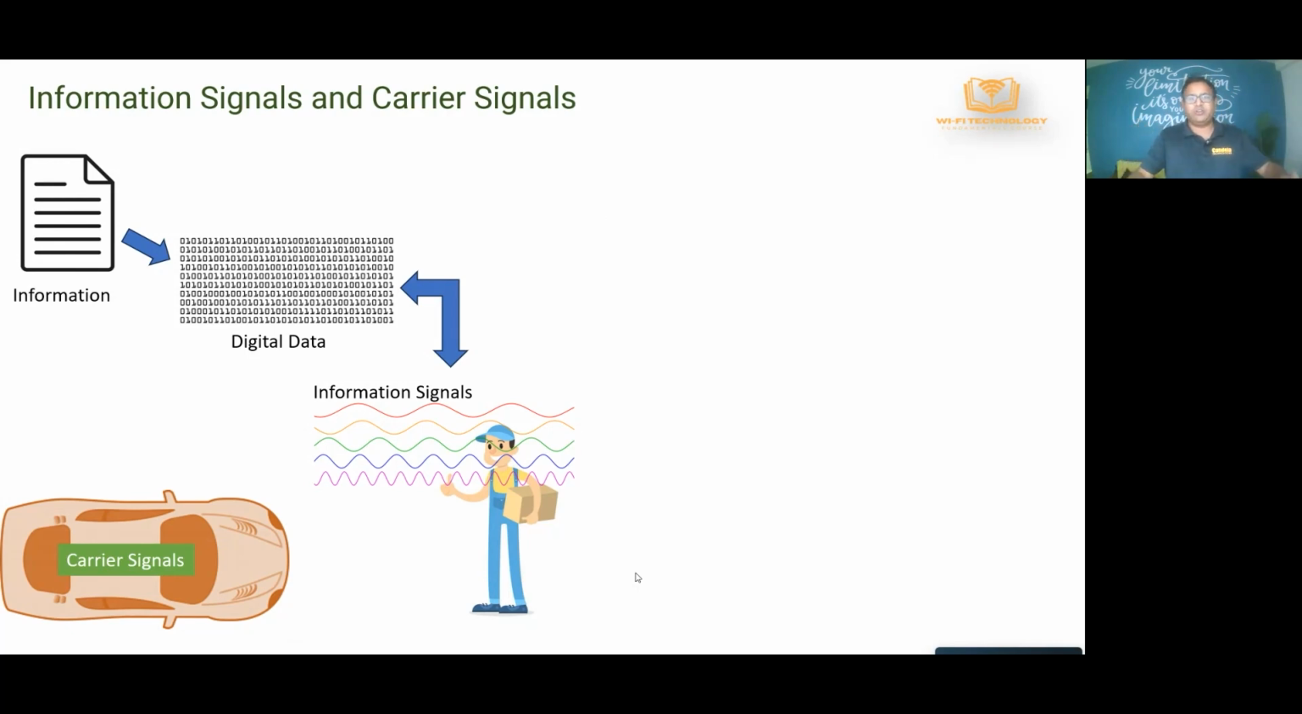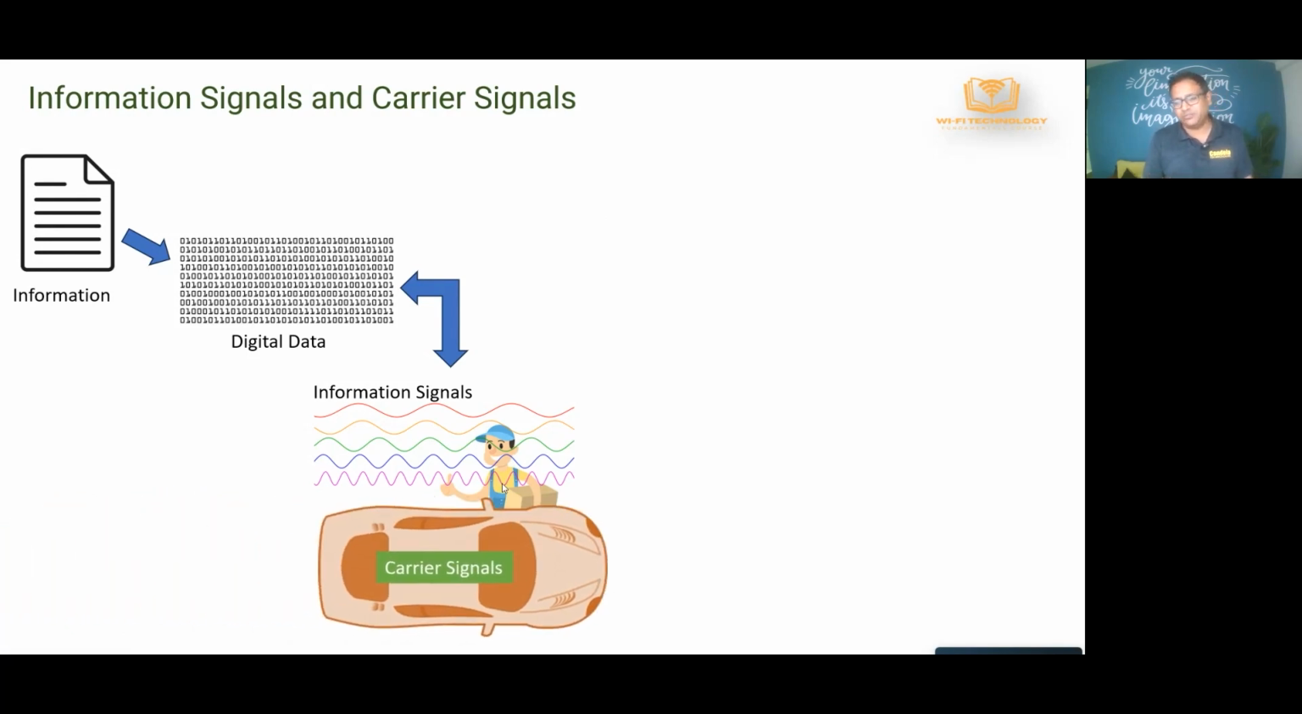So we take the information signal, which we can represent here like a courier boy, for example, and he's collected the information in the form of ones and zeros, in the form of signals, and now that needs to be put on a carrier signal, which is at a much higher frequency, right? That is represented by this car here. So the courier boy gets onto the car, and actually information sits on top of a carrier signal, and now the information is sent from one point to the other point.